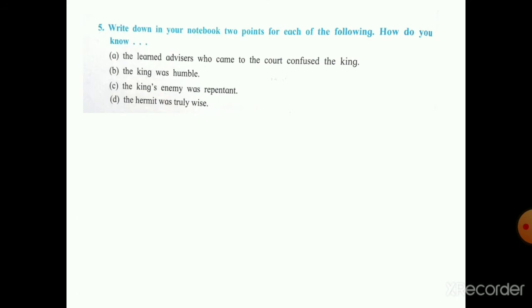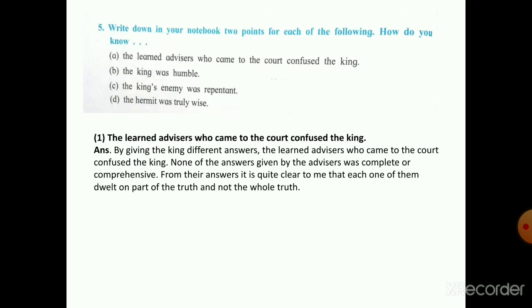Fifth question: write down in your notebook 2 points for each of the following. How do you know? We have to write down 2 points for each. First sentence is: the learned advisors who came to the court confused the king. Your answer is by giving the king different answers. None of the answers given by the advisors was complete or comprehensive. From their answers it is quite clear to me that each one of them dwelt on part of the truth and not the whole truth.